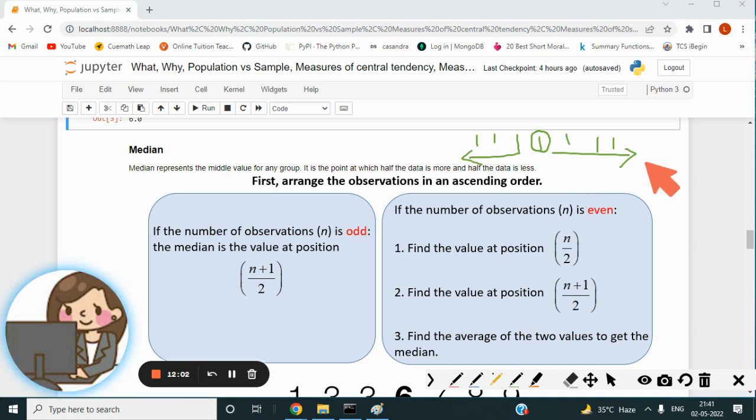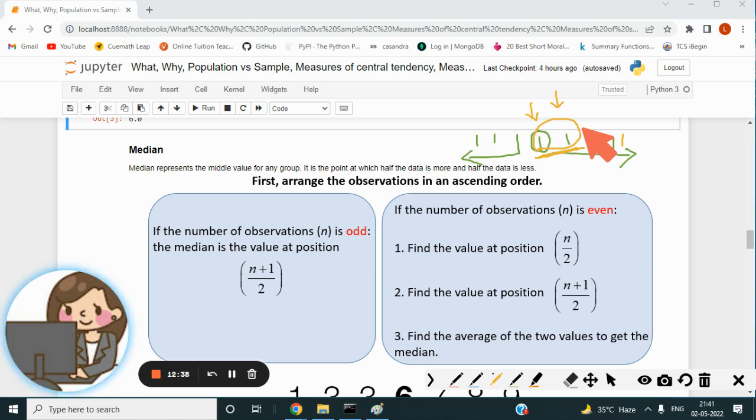In case it is an even number, suppose I have one more value over here, then these two will be the middle values. Now in order to find the median in case of an even number of observations, we have to find the average of these two values. How do we find the average? We add both and divide by 2. So we find the value at the n by 2th position and the value at the (n plus 1) by 2th position, and then we get the average of these two values.